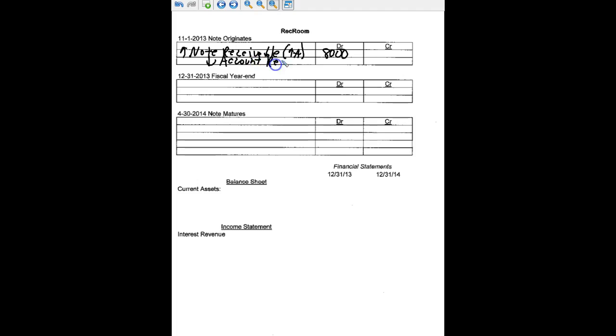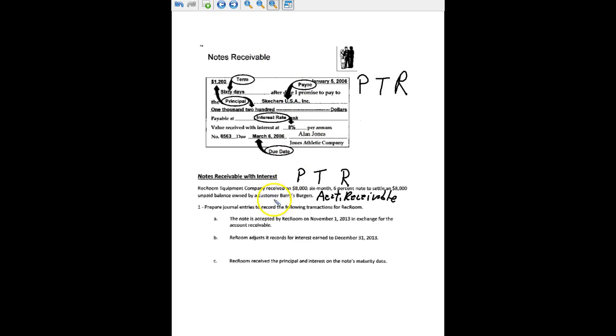So this is just an asset exchange. We're giving up one asset in exchange for another. We're giving up an account receivable in exchange for a note receivable. So now we have a note receivable of $8,000 and there's no account receivable. Account receivable has a zero balance, notes receivable $8,000. Okay, that's on November 1.